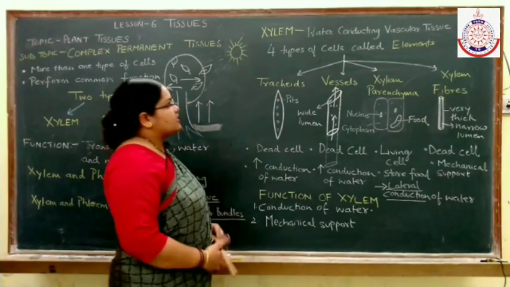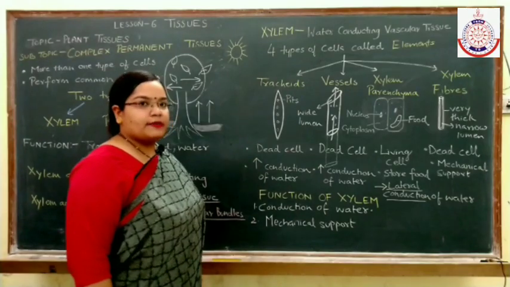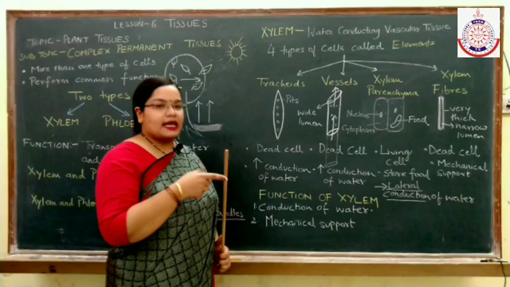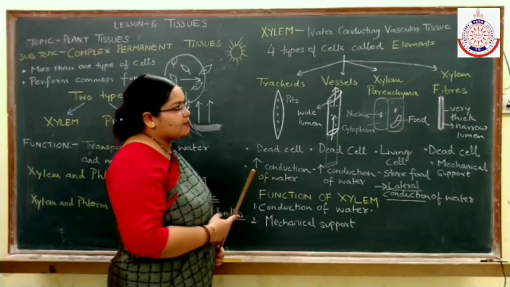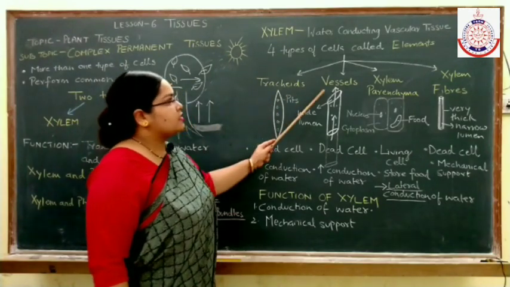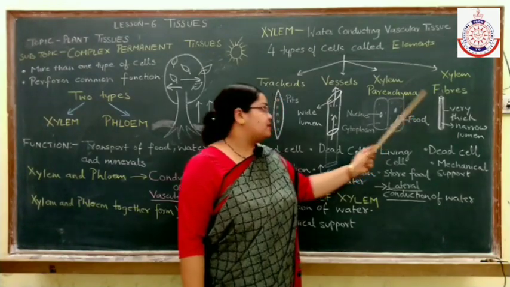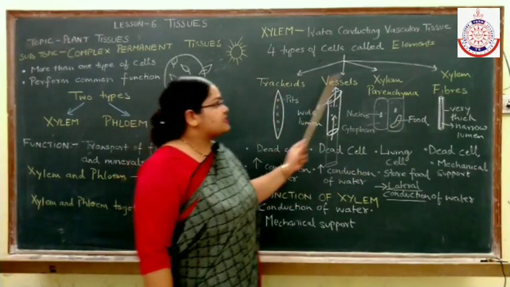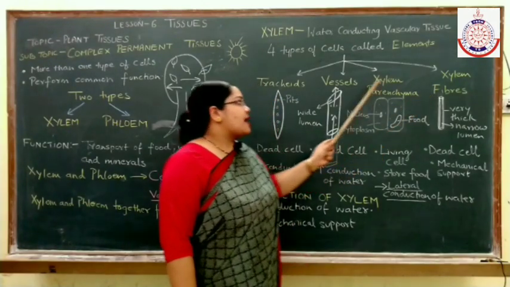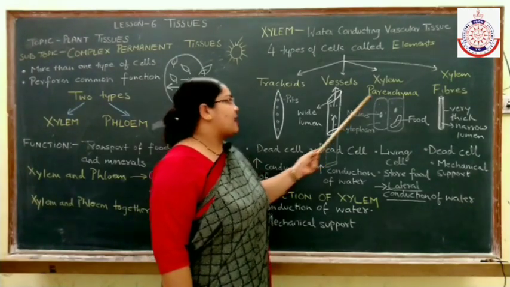So with this we have completed the 4 elements of the xylem. So what are the 4 elements of the xylem? Tracheids, xylem vessels, xylem parenchyma and xylem fibers. I repeat, tracheids, vessels, xylem parenchyma and xylem fibers. Tracheids, vessels and xylem fibers are made up of dead cells and only one cell is living, that is the xylem parenchyma.